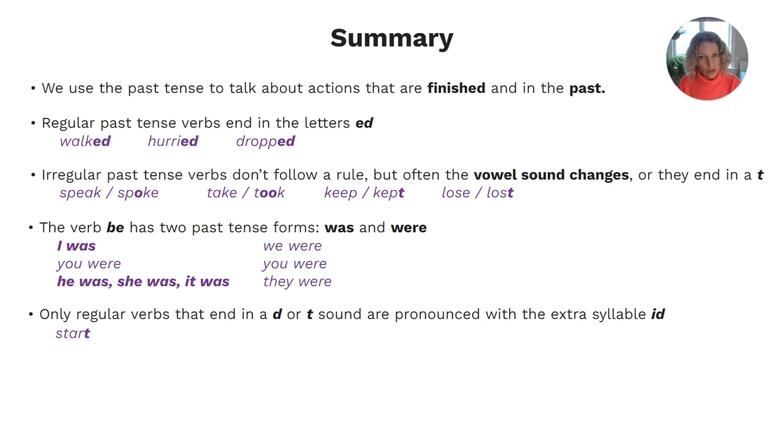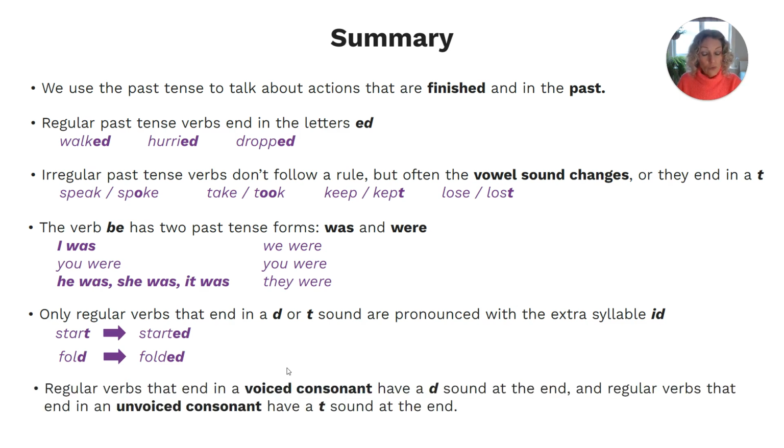So for example, start gets an extra syllable, started. Fold gets an extra syllable because it ends in a D, folded. But the other verbs that don't end in a D or a T do not add an extra syllable to those. Regular verbs that end in a voiced consonant have a D sound at the end, and regular verbs that end in an unvoiced consonant have a T sound at the end.